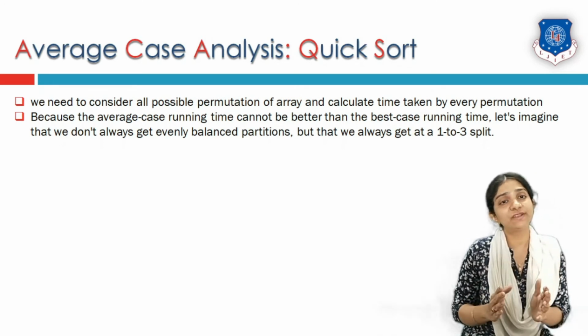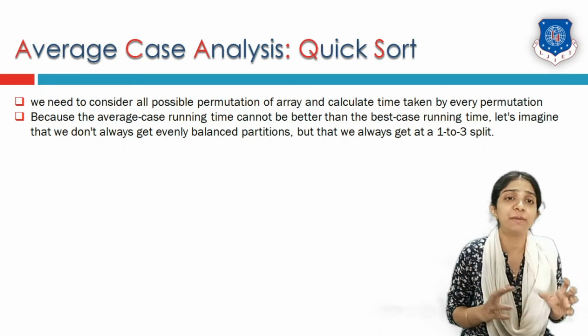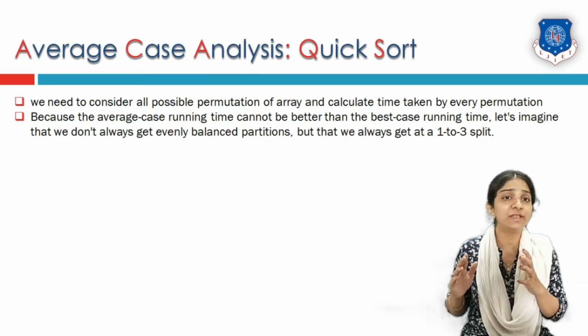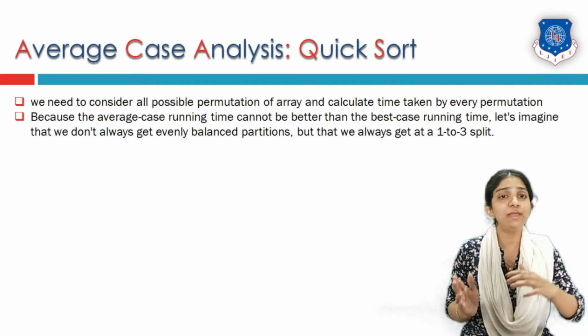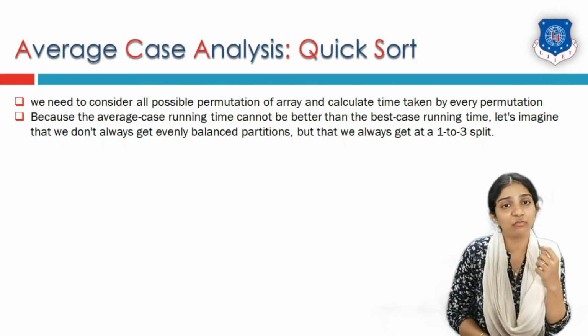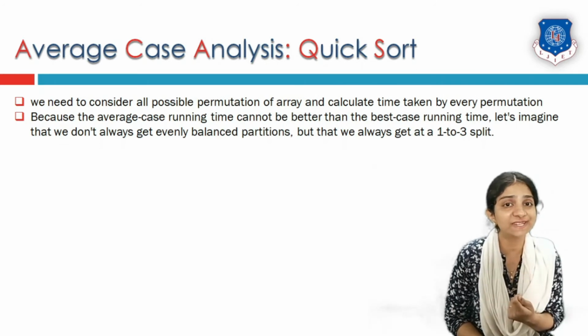So let us consider the left and right partition ratio is 1:3. Whatever the number of elements towards the left, 3 multiplied by that number of elements will be on the right. Now why is the ratio 1:3 taken?